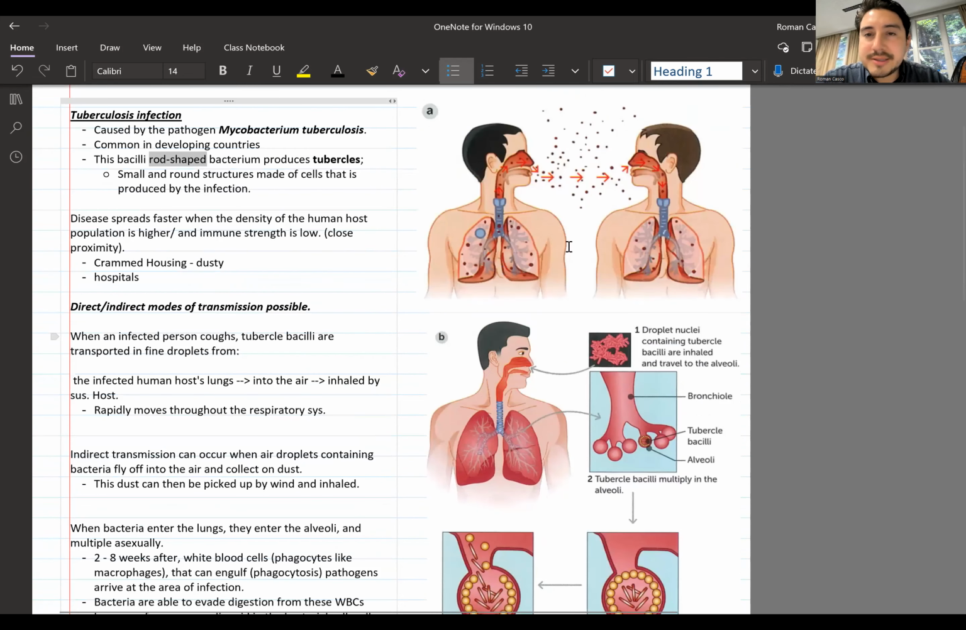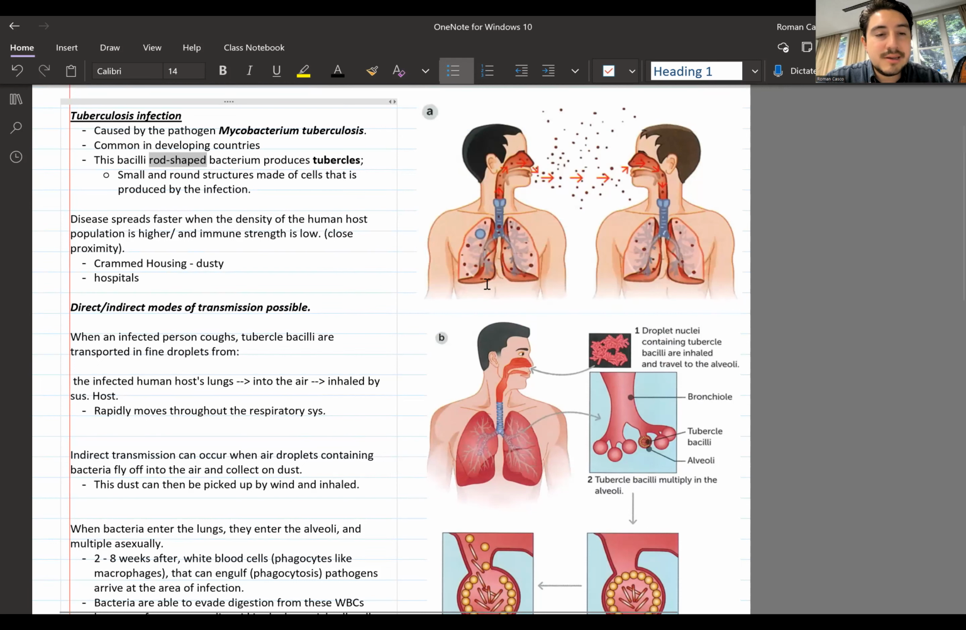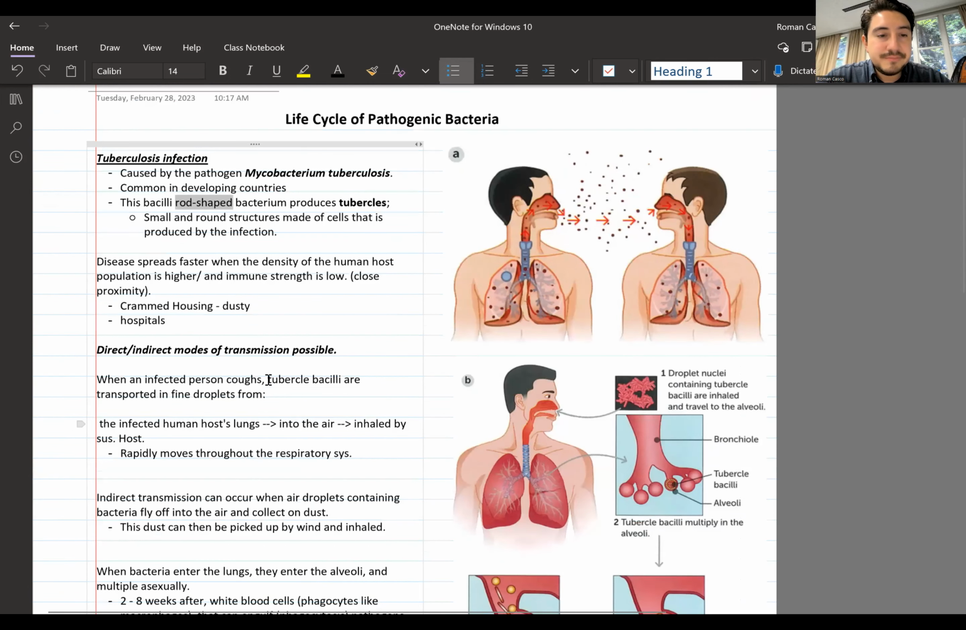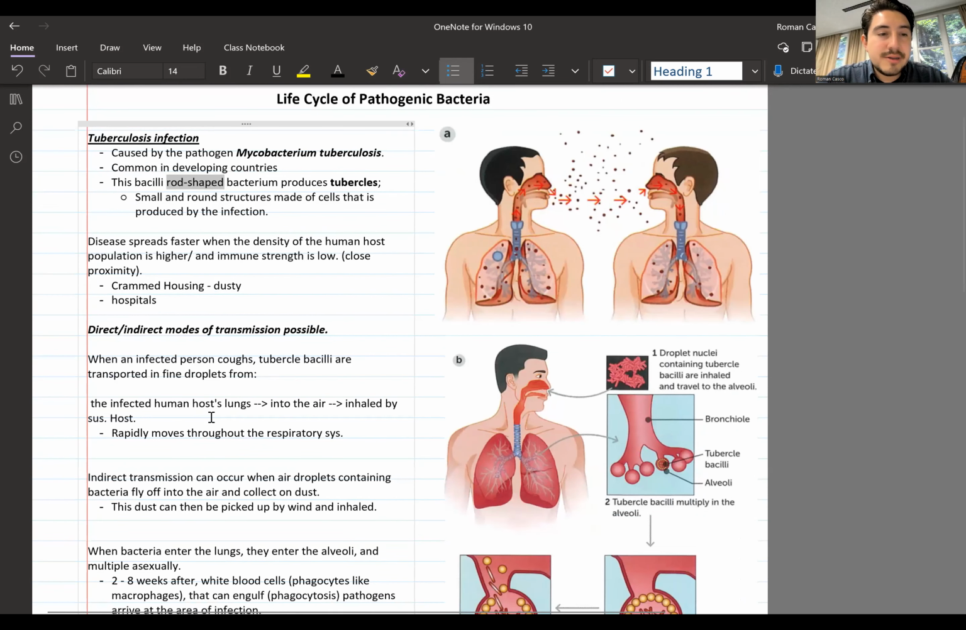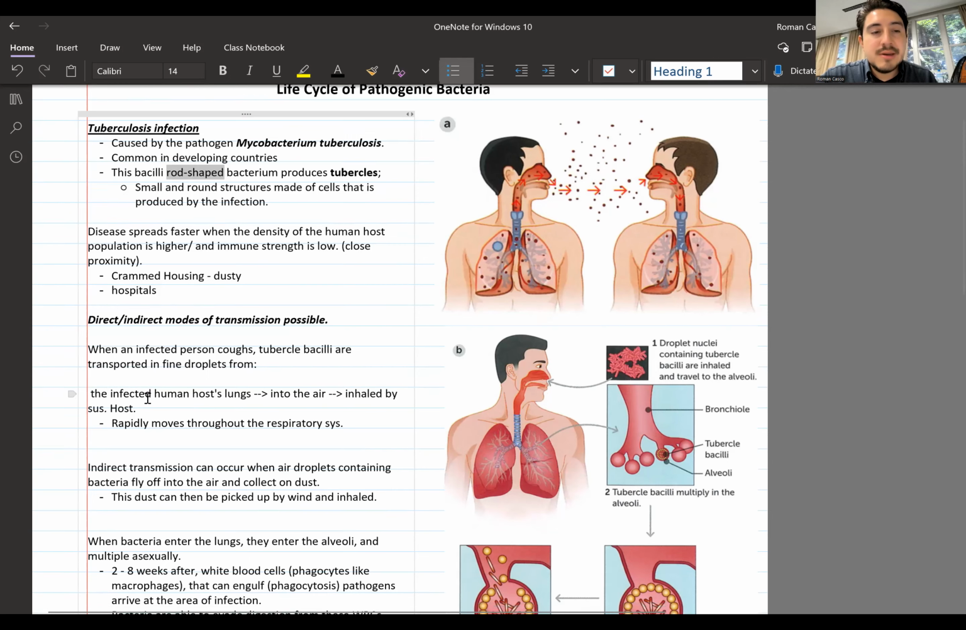So taking a look at this panel here, this figure, tuberculosis ultimately comes in and it's an infection related to the lungs. The way of entry and the way of exit is essentially the nose, the mouth, coughing, sneezing, droplets. So all these key properties essentially enable that spread here. In terms of transmission, there's two methods: direct and indirect modes of transmission are possible.